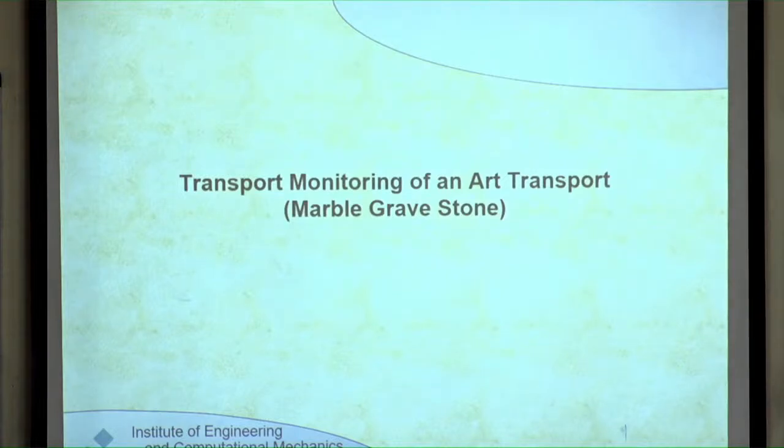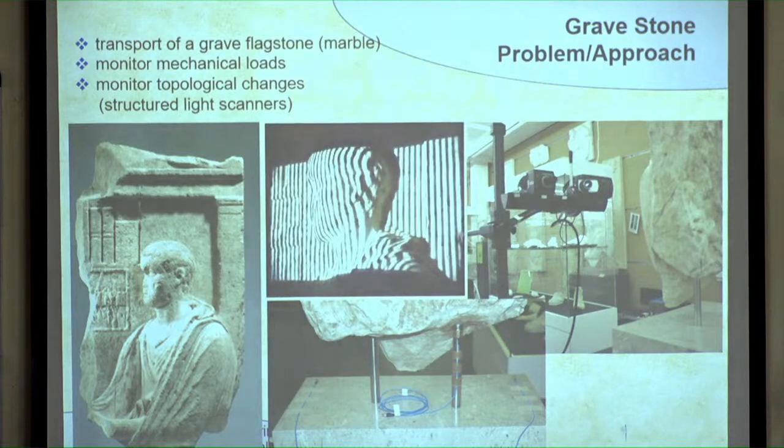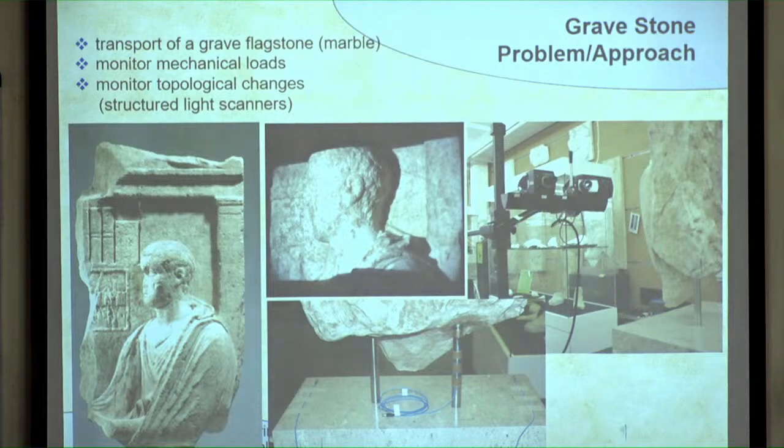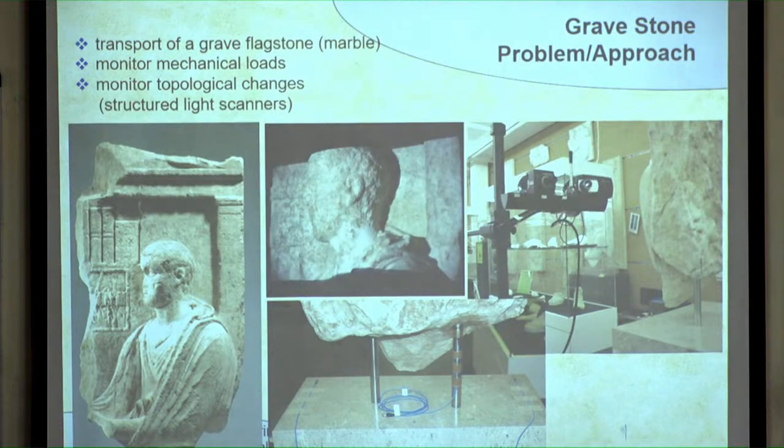Okay, let me give you a few examples. One was the transport monitoring of a marble gravestone. This is a gravestone more than 2,000 years old, a Roman thing. It was buried in the ground for 1,500 years, recovered. It's now in a museum in the south of Germany. This famous gravestone should have been transported to a museum north of Germany, and the owner wanted to see what is happening there. Are they damaging his expensive piece of art or so?